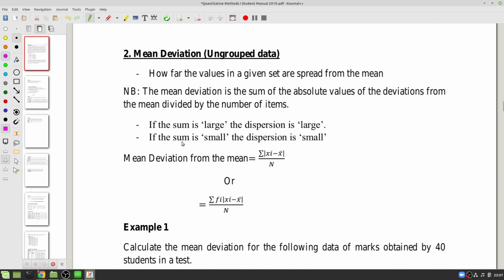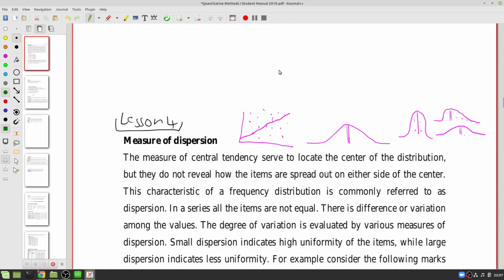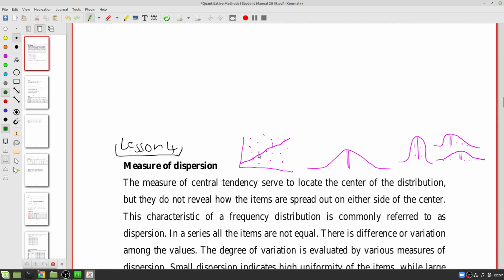The mean deviation. We'll do a couple of examples on this. The mean deviation is how far the values in a given set are spread from the mean. We looked at that briefly when we looked at this scatter plot. This will have a large mean deviation.